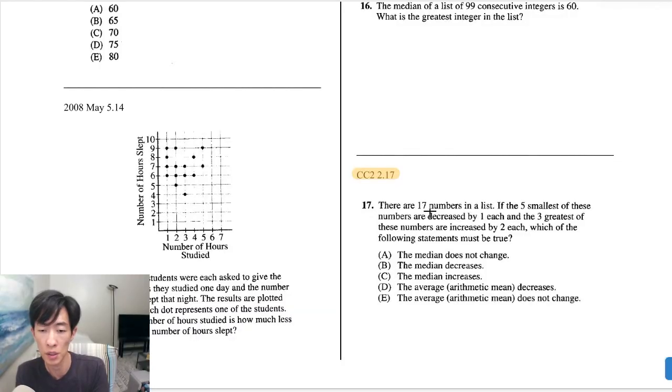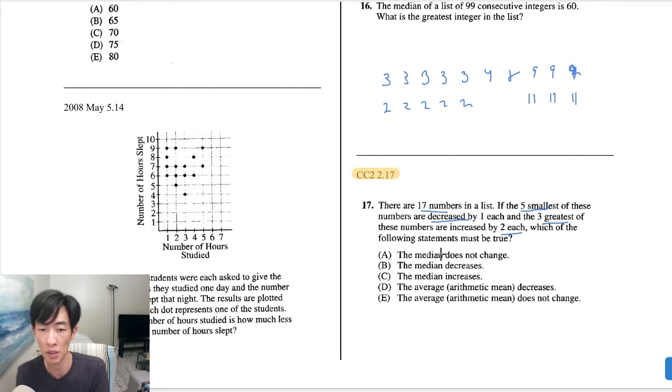Question 17. There are 17 numbers in a list. If the 5 smallest are decreased by 1, and the 3 greatest are increased by 2, which of the statements must be true? So for problems like these, what I like to do is just simplify. So let's imagine that we've got a list, maybe not of 17, but maybe of like 7 numbers. So let me just make up some numbers. So what are they saying? The 5 smallest are decreased by 1. So imagine if all of these became 2s. And then they're saying the 3 greatest are increased by 2. So these are all going to become 11. So which of the following must be true?